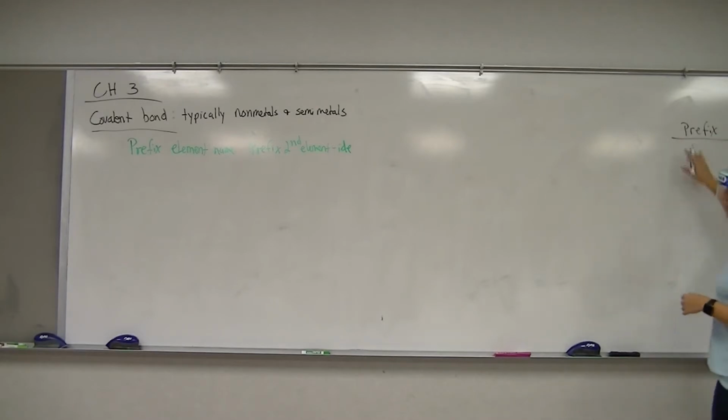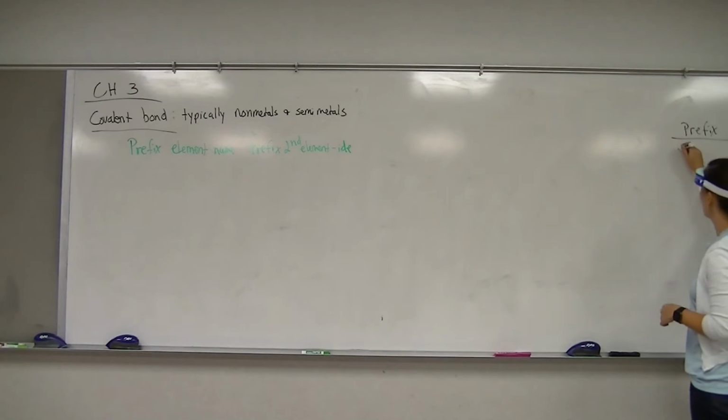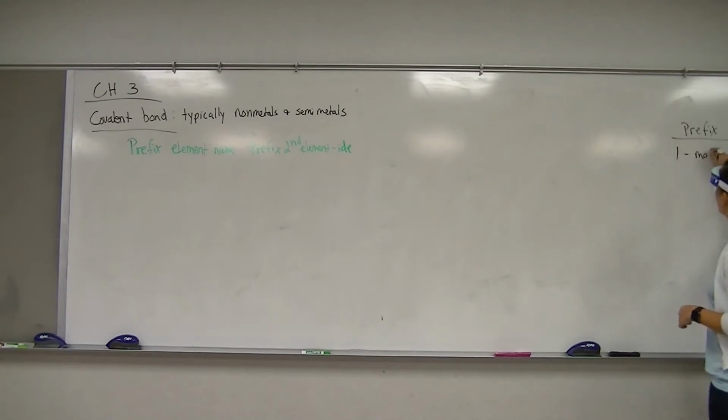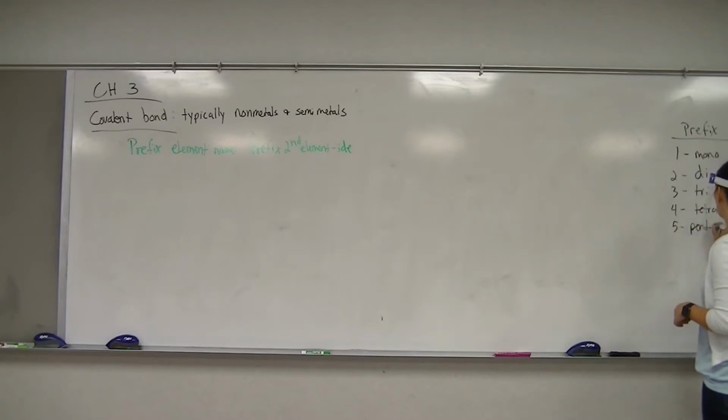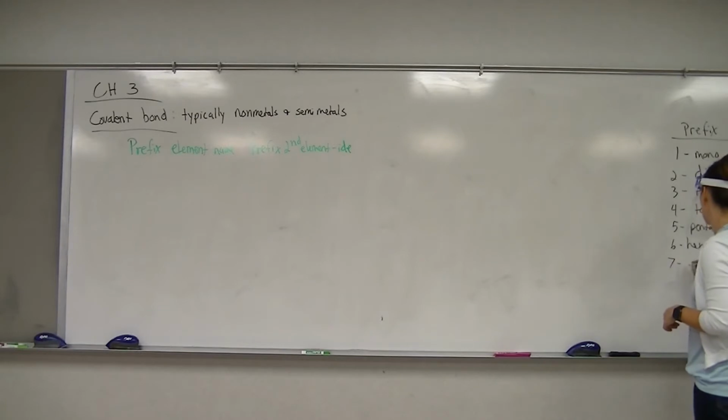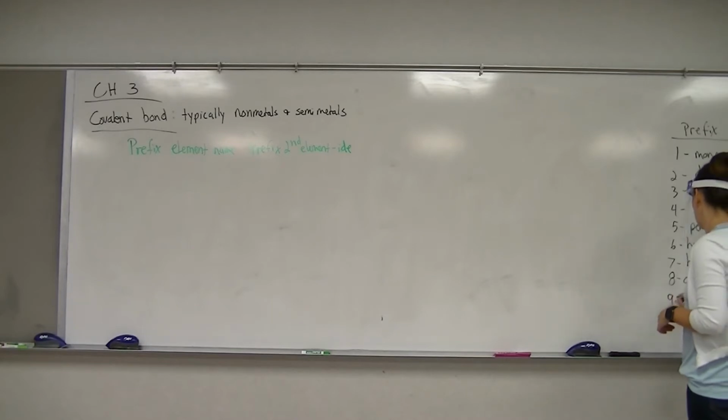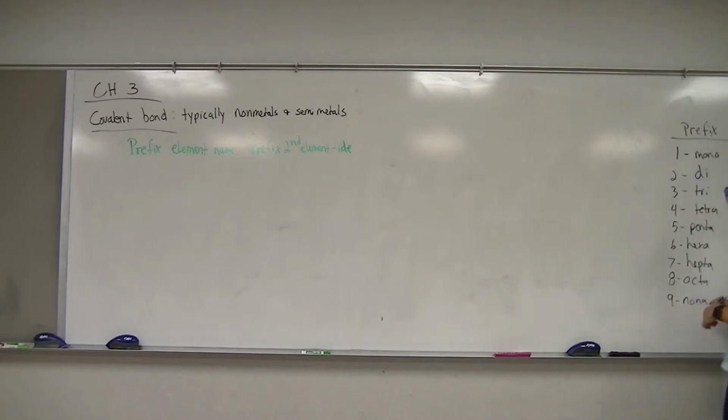For the prefixes, I have a list of these on the PowerPoints as well. 1 would be mono. If you have 2, it would be di, 3 tri, 4 tetra, 5 penta, 6 hexa, 7 hepta, 8 octa, and then 9 nona. So we're not going to go above 9.